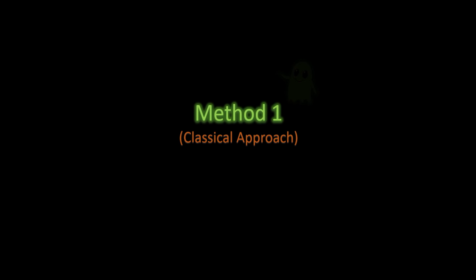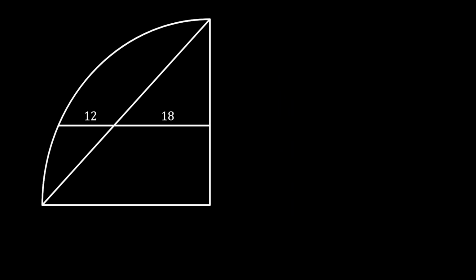The first method will be the classical approach to this problem. We're going to start this method by first labeling the center of our quarter circle as O. Then I'm going to label two corners of the quarter circle as A and B, and I will also label our parallel line as CD. Finally, let's label the intersection point between two inner lines as E.